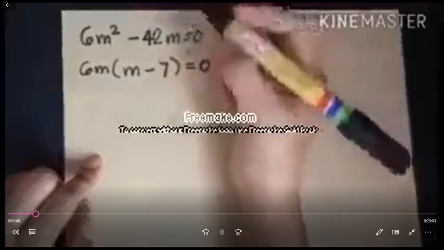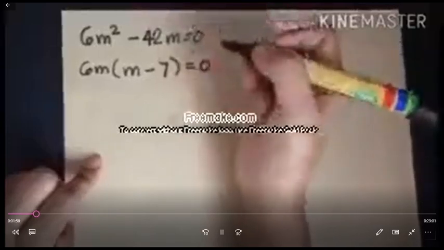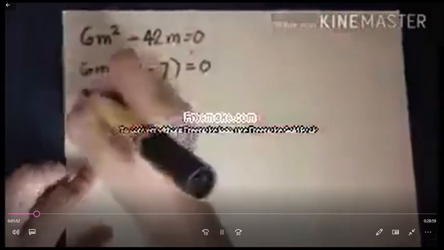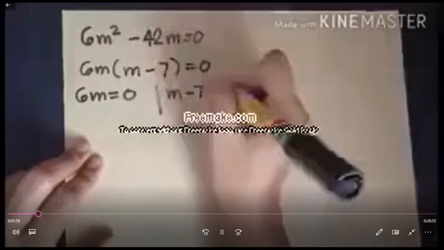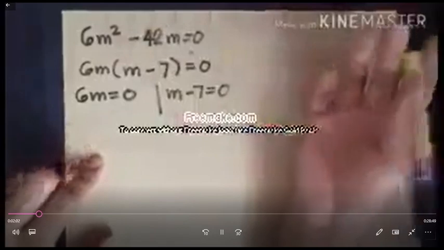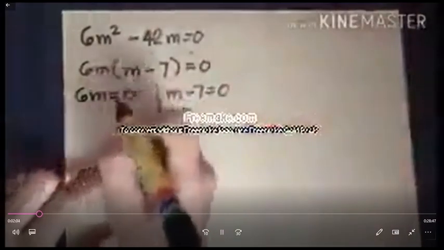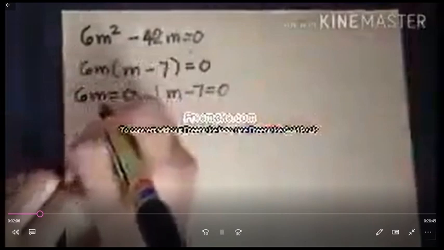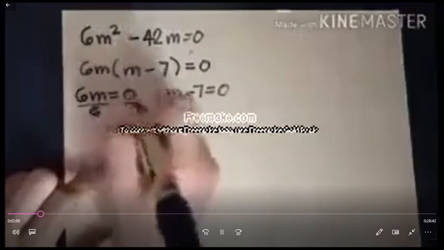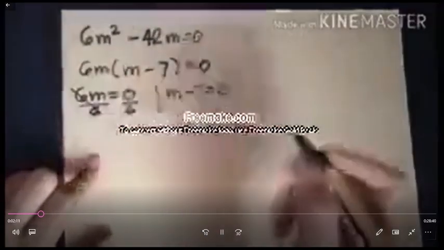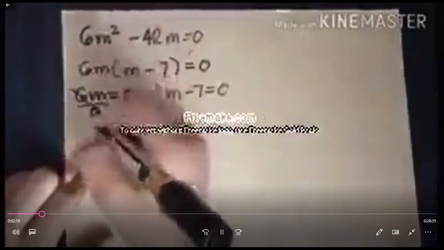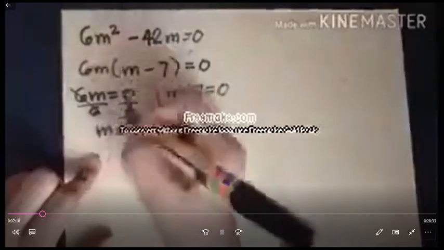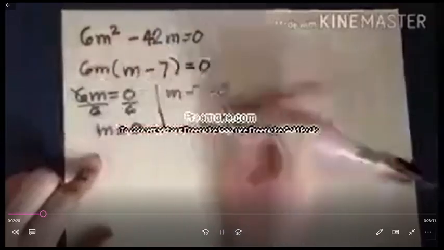So next is for us to apply the ZPP or the zero product property. So, we will set each factor equal to 0. Then, we solve. Okay? So, 6m is equal to 0. In order to solve for m, we must divide both sides by 6 to cancel out the coefficient of our variable m. So, therefore, m is equal to 0 divided by 6, which is 0.